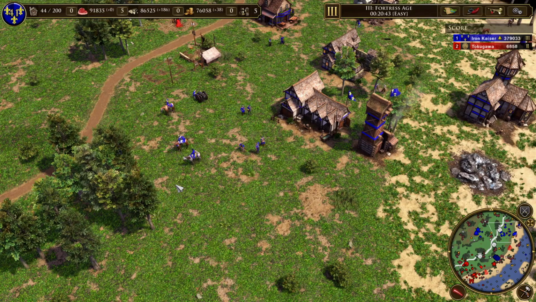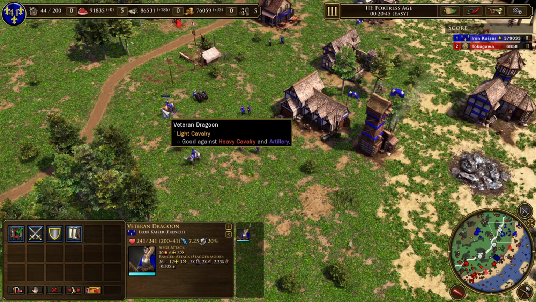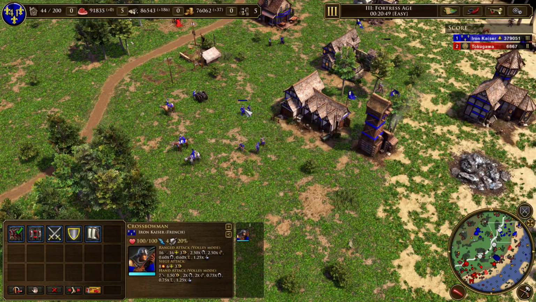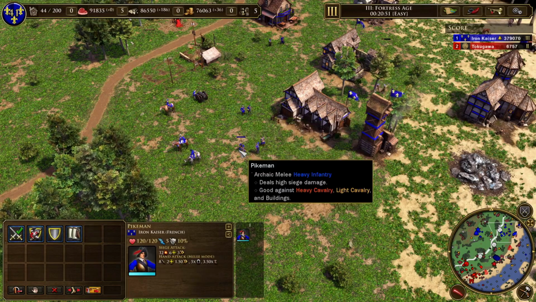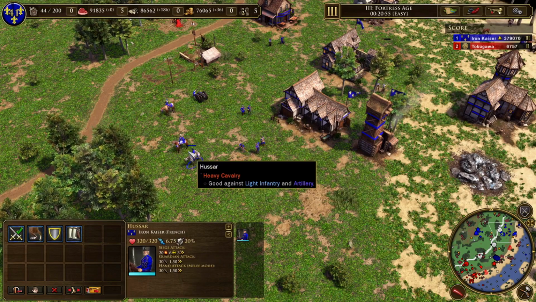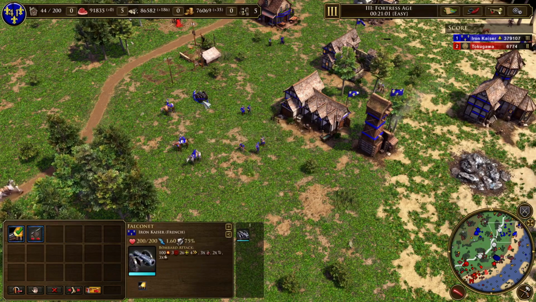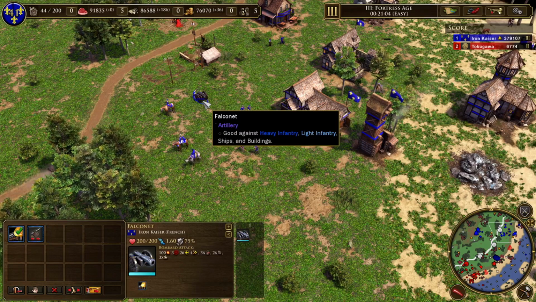So you can click over all of these units, and you get a pretty nice sense of the counters. The light infantry are good against heavy infantry and light cavalry. The heavy infantry are good against heavy cavalry and light cavalry. The heavy cav are good against light infantry and artillery. The light cavalry are good against heavy cav and artillery. And then the artillery are pretty good against heavy infantry and light infantry, as well as buildings, right?